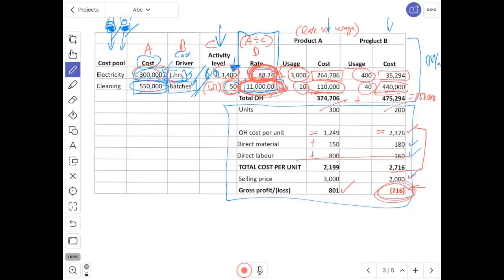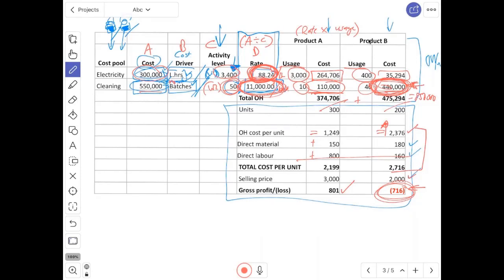Well, one of the big reasons here is if you look at the big cost, cleaning, the bulk of the cleaning cost, 80%, was as a result of product B. So that pushed up the overhead cost per unit for B significantly. Why is the cost so high?